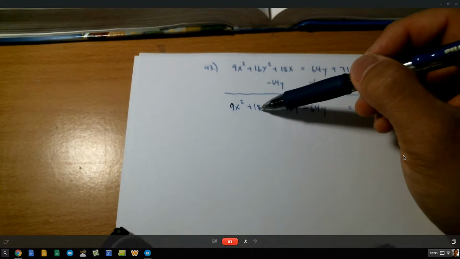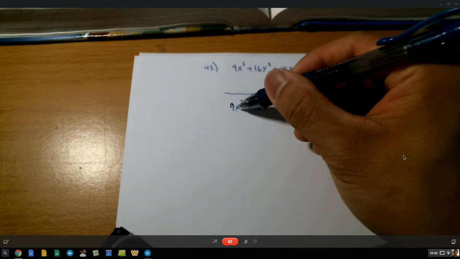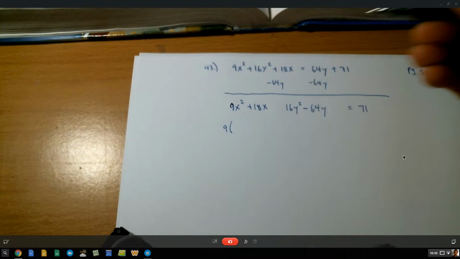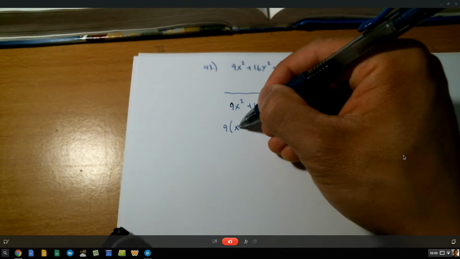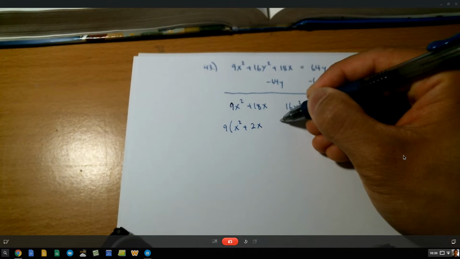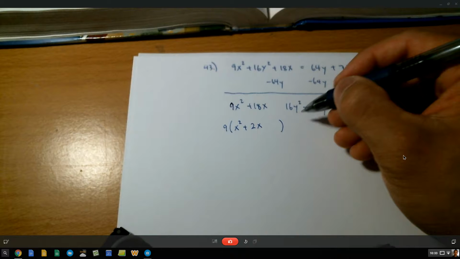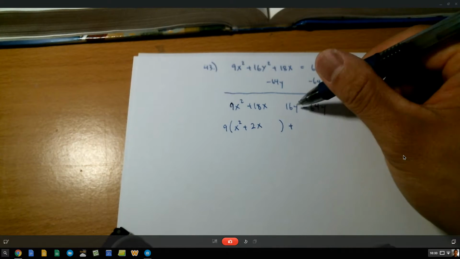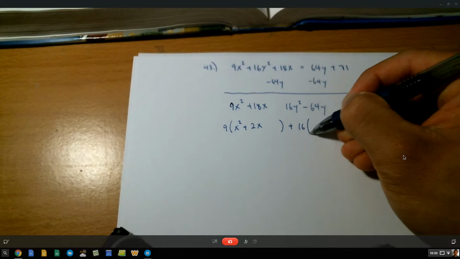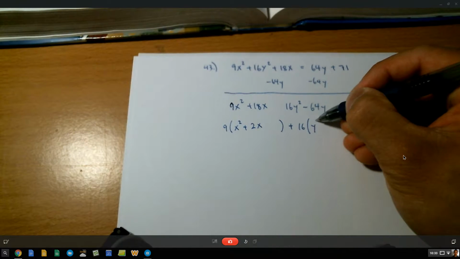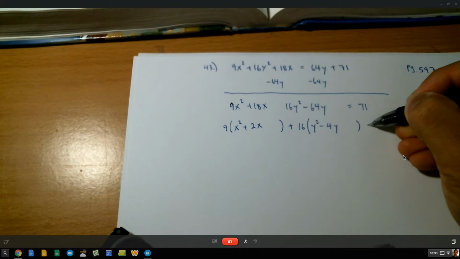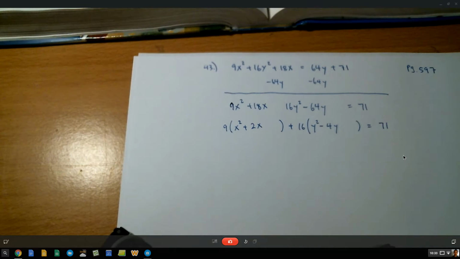Notice that there's a 9 and 18 here. So we have to take out a 9 so that the coefficient of the x squared is a 1. If we take out a 9, we're going to have x squared on the inside. We're going to have 2x, and we're going to leave a space so we can complete the square. Okay? Now, 16y squared minus 64y. They have a 16 common. We're going to take out 16, which ends up with y squared minus 4y. Leave a space, and that's going to give us 71.